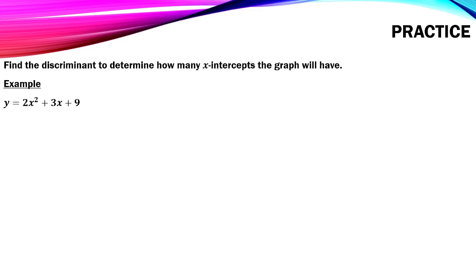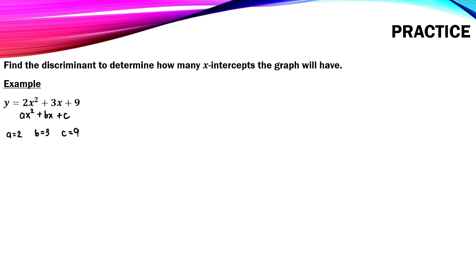So same thing, but notice this time that I gave you an equation, right? y is equal to 2x squared plus 3x plus 9. And we're going to find the discriminant to determine how many x-intercepts the graph will have. So same thing, right? We're going to find the standard form. So we know what our a, b, and c are. Sorry, our a is 2 actually. Our b is 3. And our c is 9.